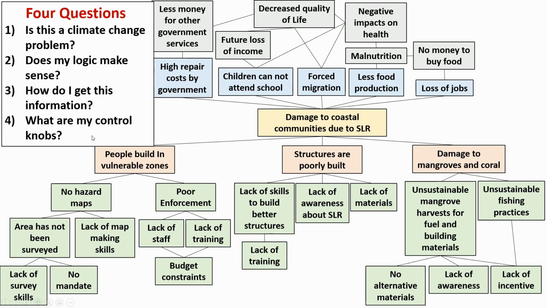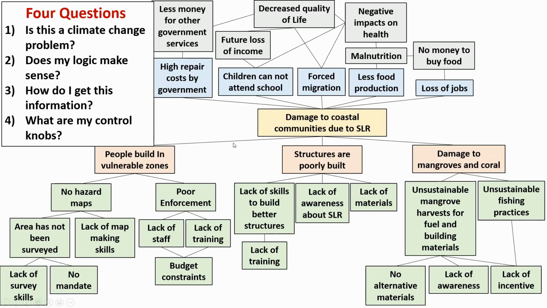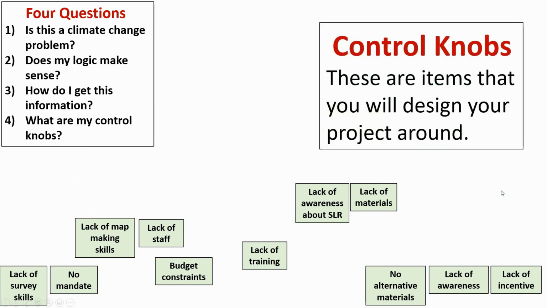And then lastly, this is an extremely important question. What are my control knobs or leverage points? That's a term that I like to use. I'm going to throw up a definition here for control knobs. These are the things that you'll design your project around. These are things that you may be able to control or influence somehow, things that you may be able to change. So let's go back. You can't necessarily change everything in your roots here. Some of these may be outside of your control. So what we want to do is identify the ones that we can control, and this is what I'm going to design my project around.